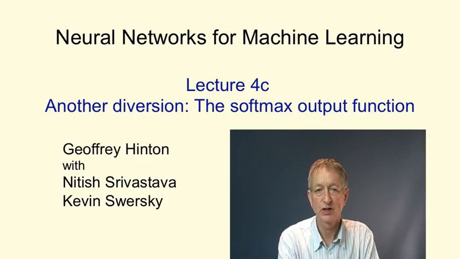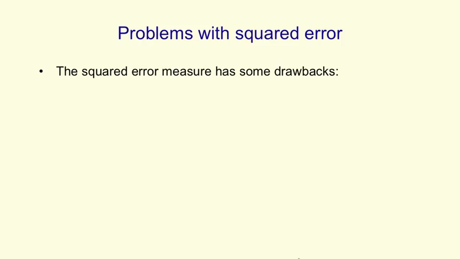In this video, we're going to look at the softmax output function. This is a way of forcing the outputs of a neural network to sum to 1 so that they can represent a probability distribution across discrete mutually exclusive alternatives. Before we get back to the issue of how we learn feature vectors to represent words, we're going to have one more digression. This time it's a technical diversion.